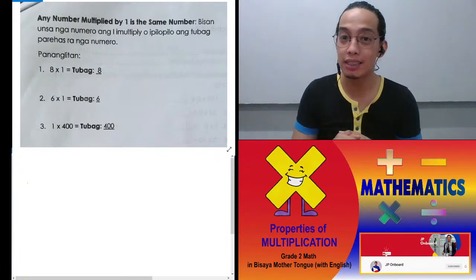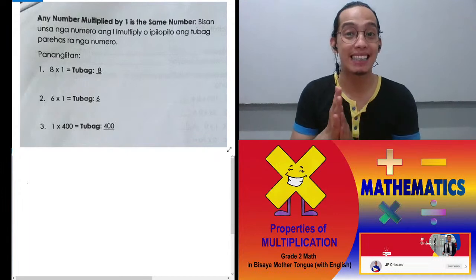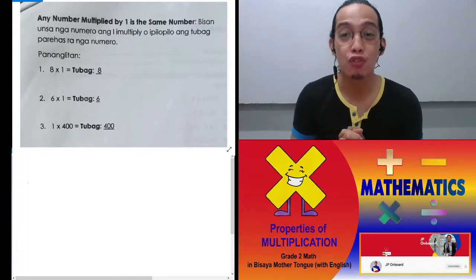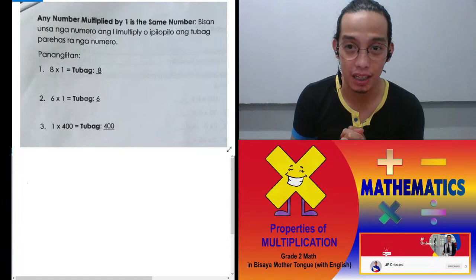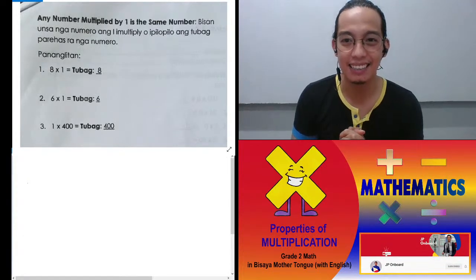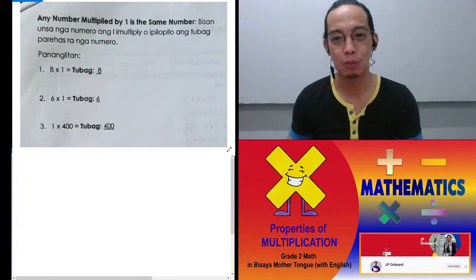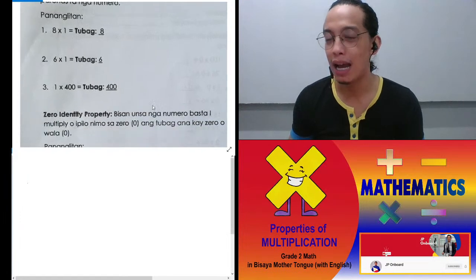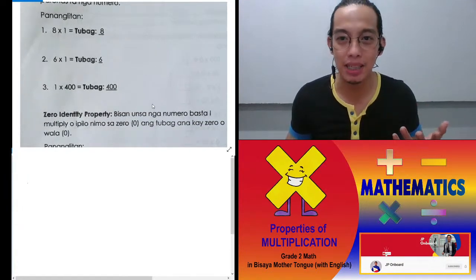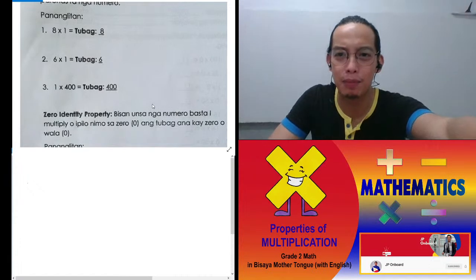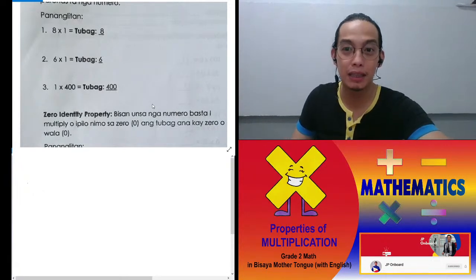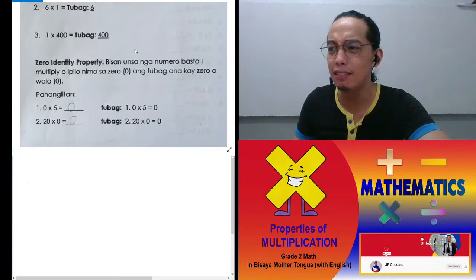Again, 8 times 1 is 8. 6 times 1 is 6. 1 times 400 is 400. Okay? Got it? Let's move to the next property. An even easier property, mas sayon na property, no? It's my favorite number sentence kaysa yun, sayon kaayo.